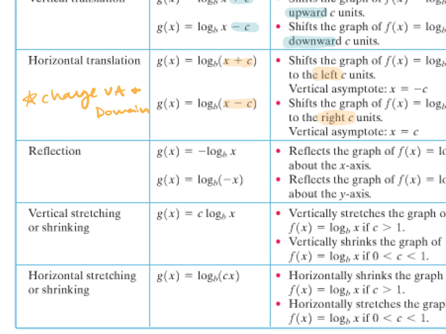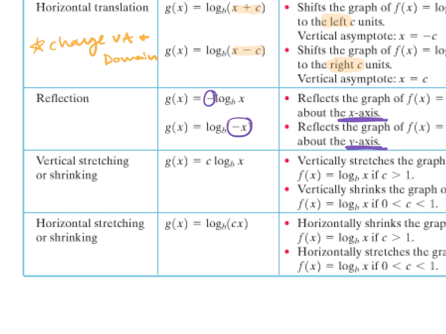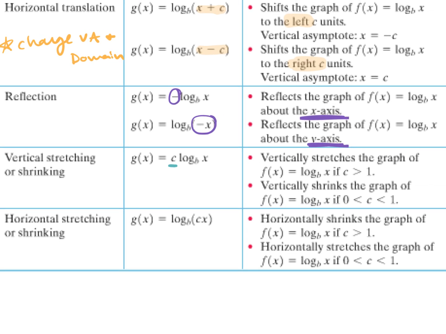Reflections happen when we multiply by a negative. So if we multiply by a negative on the outside, it's a reflection on the x-axis. If we multiply by a negative directly to x on the inside, it's a reflection on the y-axis. And then if we multiply by a number, so by a coefficient on the outside, that would be a vertical stretch or shrink. If it's greater than 1, it's a stretch. If it's in between 0 and 1, it's a vertical shrink.